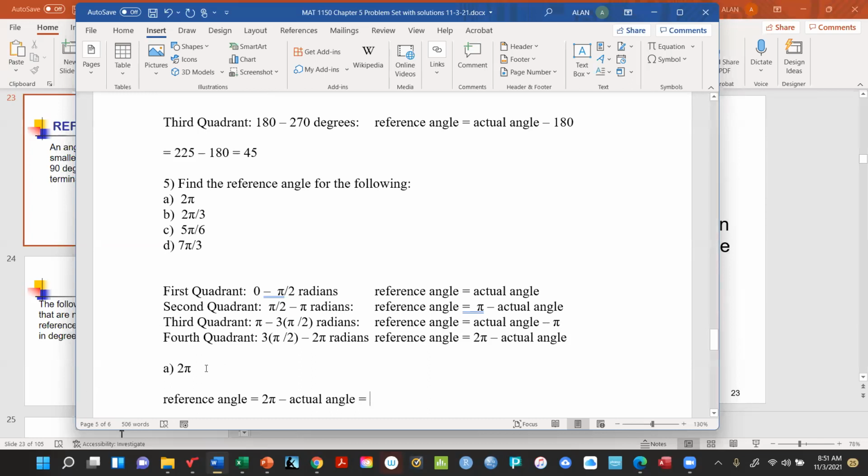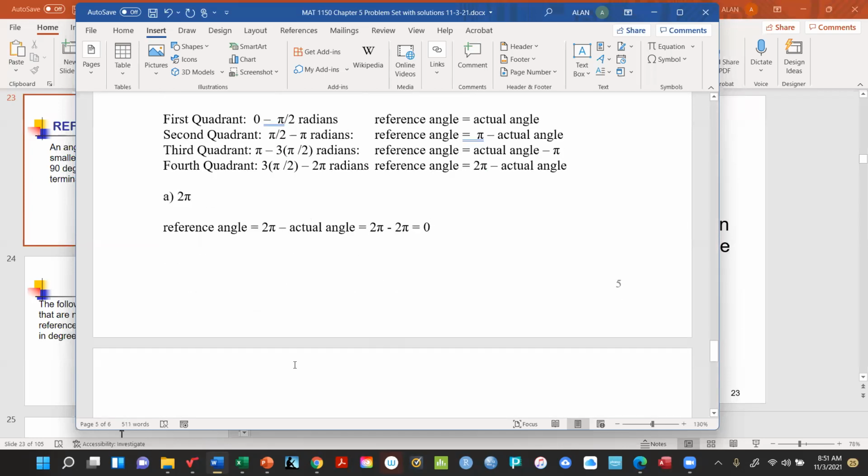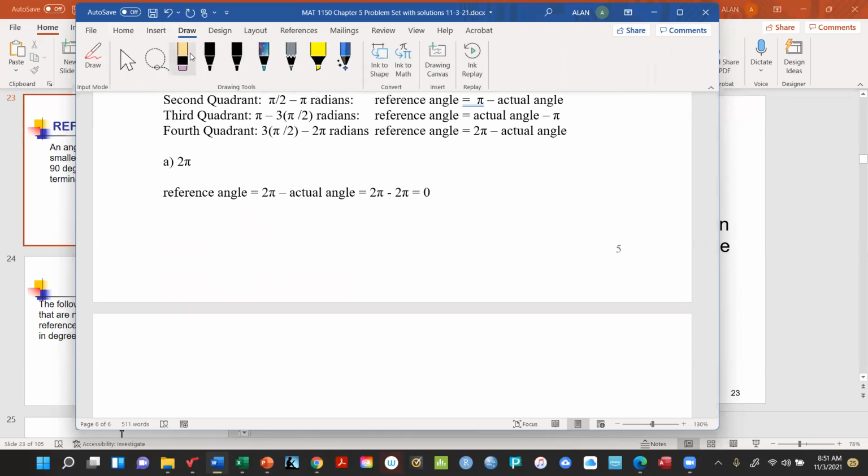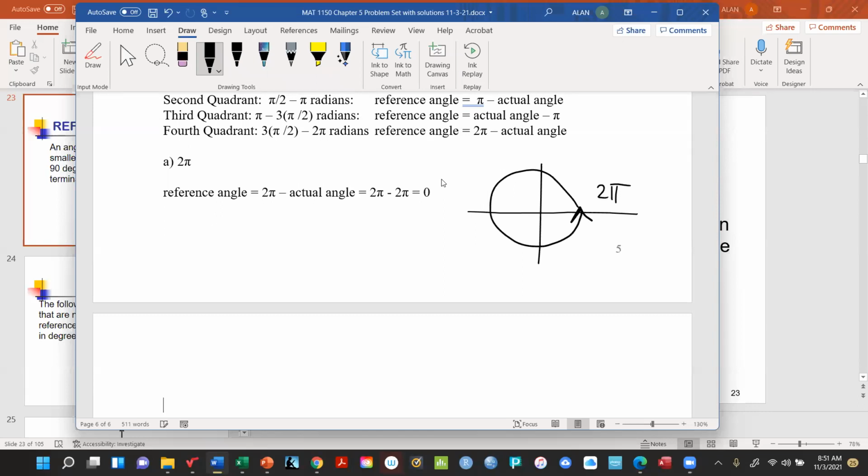Okay, and remember 2 pi means you've gone around the complete circle. So you're basically right back to the origin. Okay, so let me just quickly sketch that in here. You're just right back where you started from. So the angle is 0. The angle with respect to the horizontal axis is just 0.